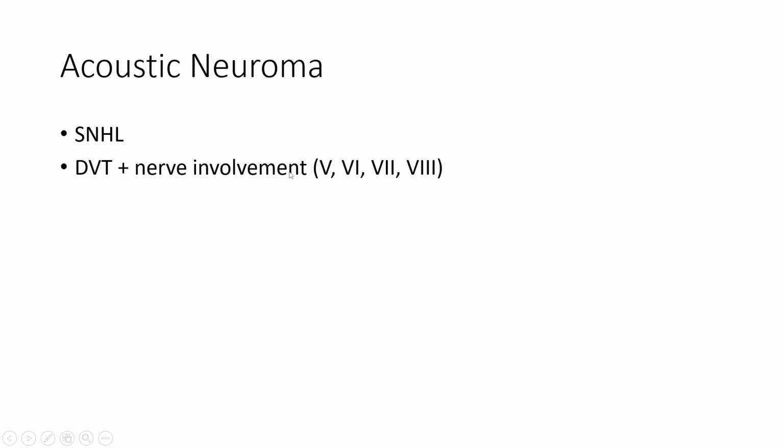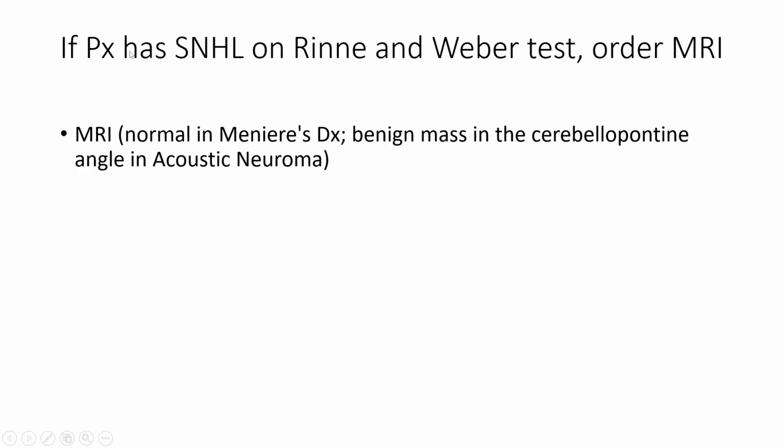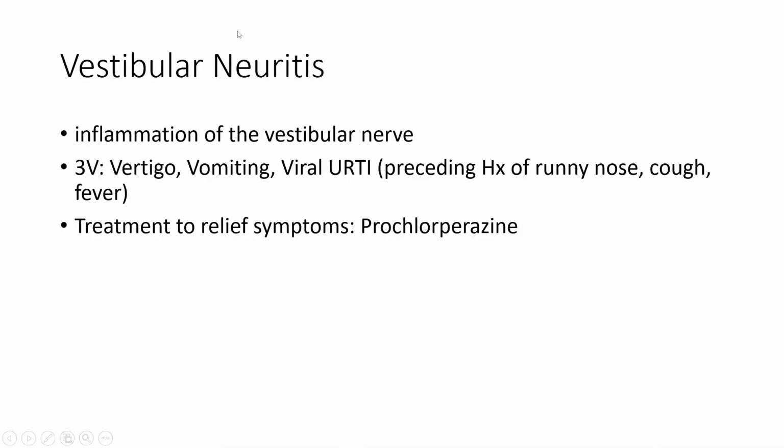Acoustic neuroma, just like your Meniere's disease, but there is nerve involvement. The PLAB may paint a story of a man with deafness, with vertigo, and has evidence of facial nerve palsy, or he has diplopia. Then you'll be thinking of acoustic neuroma. And an important investigation to differentiate the two, you do MRI. So if the patient has a sensorineural hearing loss on Rinne and Weber test, order an MRI. For acoustic neuroma, there is a benign mass on the cerebellopontine angle. This is absent in Meniere's disease.